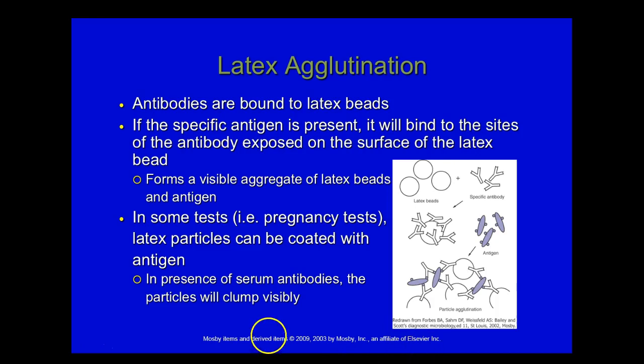So how does latex agglutination exactly work? Well, antibodies are actually bound to little latex beads. If the specific antigen is present, it'll bind to the sites on the antibody exposed on the surface of the latex bead and form an aggregate. You can see this happening here. We've got the antibody stuck to the beads, okay? We add the antigen, they combine, and we get this whole lattice formation here.